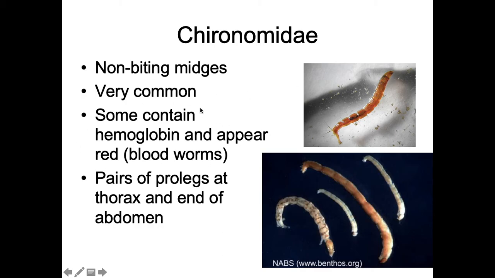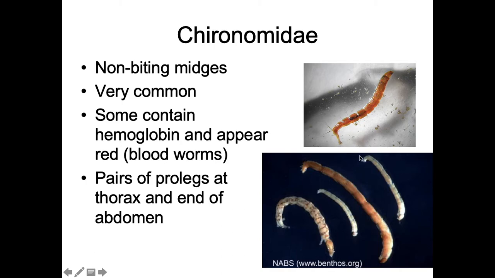Some people even refer to them as bloodworms, and that's an adaptation, again, for dealing with low oxygen environments. Hemoglobin allows for more efficient transport of oxygen, and so it's very important in areas that don't have as much oxygen. So not all chironomids have hemoglobin. Not all of them are red.